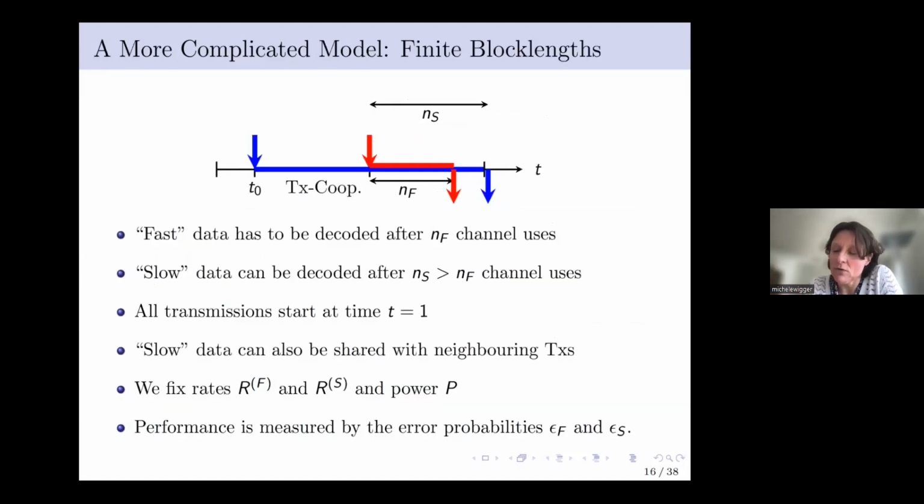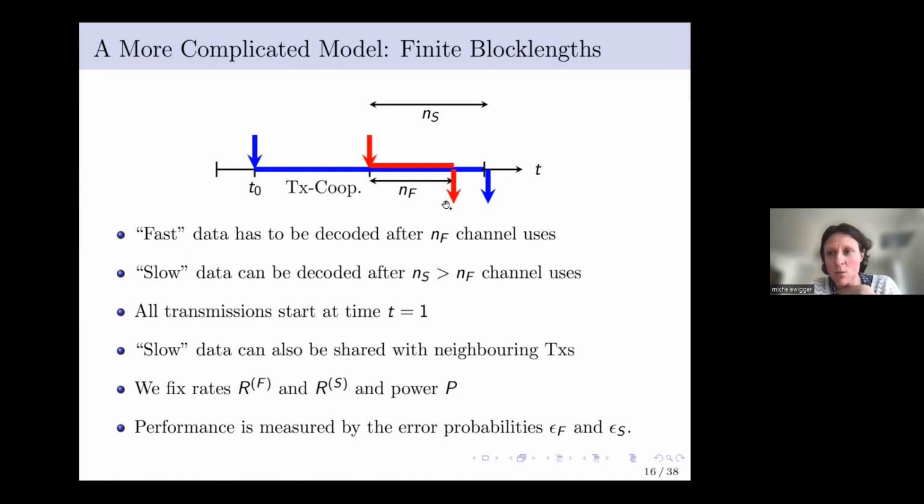Okay, so I want to spend the rest of my time, maybe 15 minutes or so, on explaining two variations of the model. The one is finite block length, and this relates to what Jean-Marie explained yesterday, because he compared different coding schemes that combine two data streams into one communication scheme. Here, as I said, the difference is that one of them has to be decoded earlier.